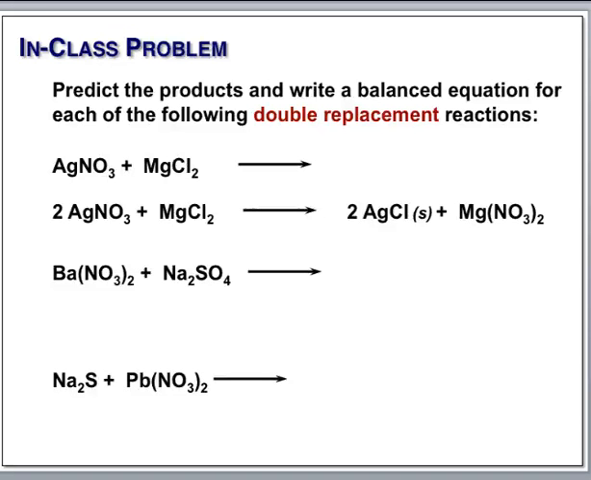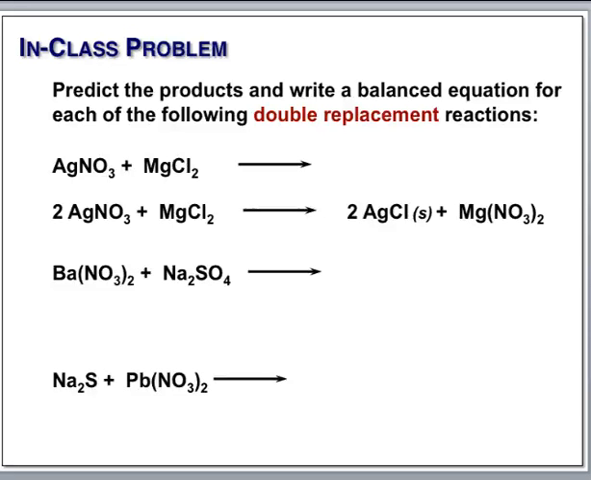And our second one, sodium is going to pair with nitrate. Barium is going to pair with sulfate. Sulfate's -2, barium is +2. Barium sulfate is another one of our classic insoluble compounds.